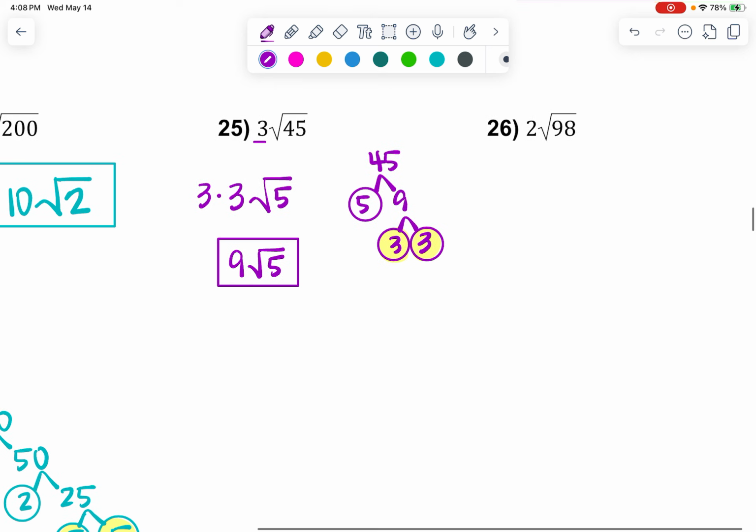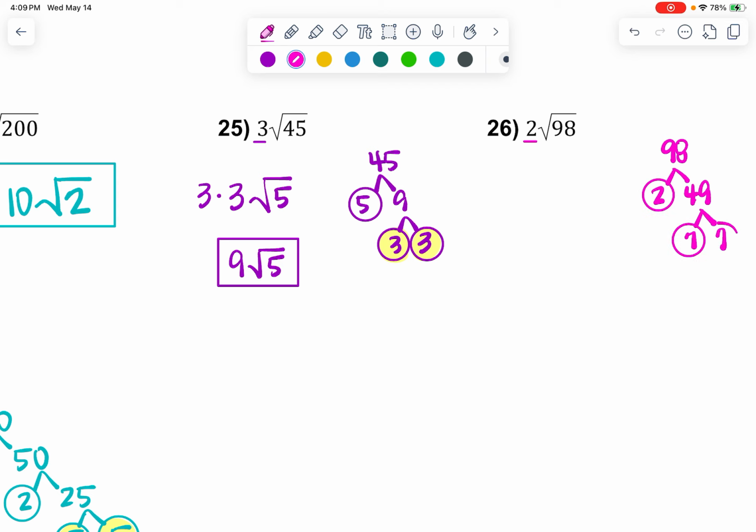Okay, same thing's happening on number 26. We have a 2 multiplier hanging out there already. So whatever gets to come out of the 98 is going to get multiplied by that 2. So 98 is 2 times 49. And 49 is 7 times 7. So again, a nice short little factor tree, nothing too crazy. And I noticed that I do have a pair of 7s. So I do get to take a 7. So remember, there's already a 2. I'm taking the 7 out though because of the pair with the factor tree. And then of course this little 2 that didn't buddy up. So my final answer would be 14 root 2.